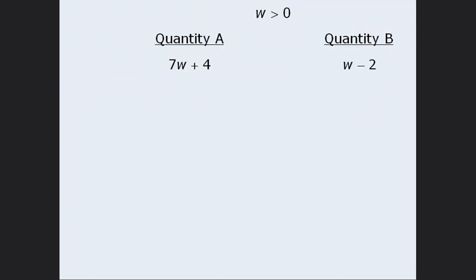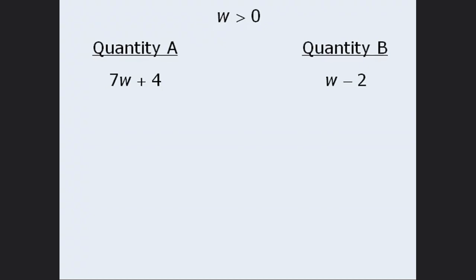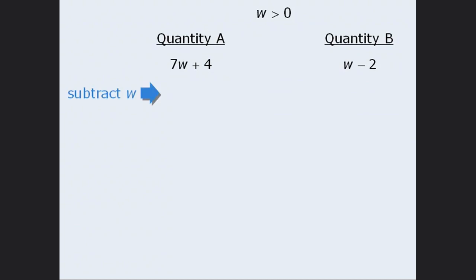All right, let's try another one. Now, you may wish to pause the video and try this one before continuing. Okay, in this question, it would be much easier to compare the quantities if the variables were on one side and the non-variables were on the other side. To accomplish this, let's first subtract w from both quantities to get the following. Next, we'll subtract 4 from both quantities to get this.